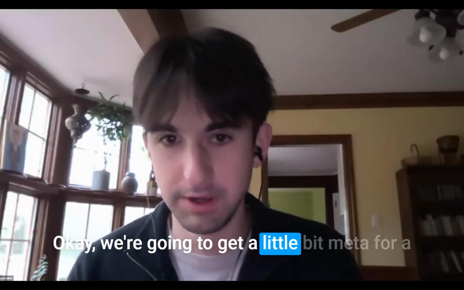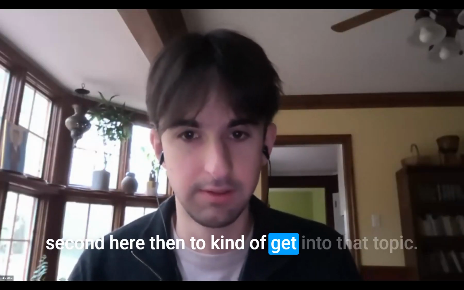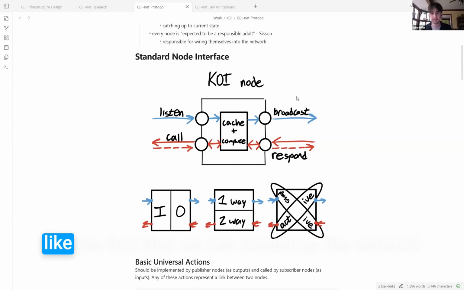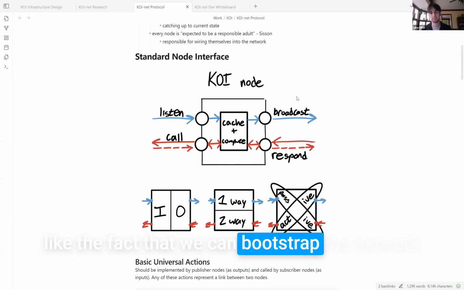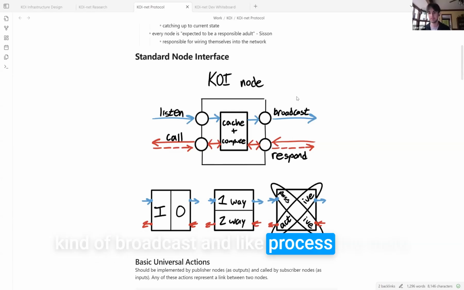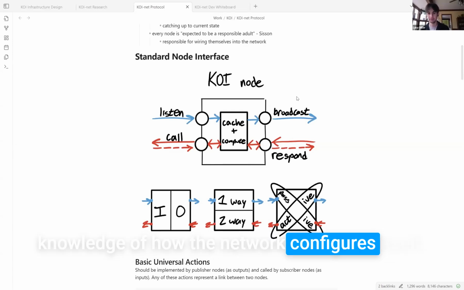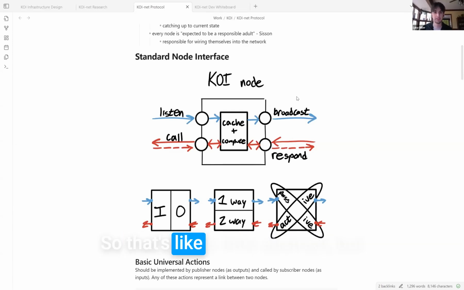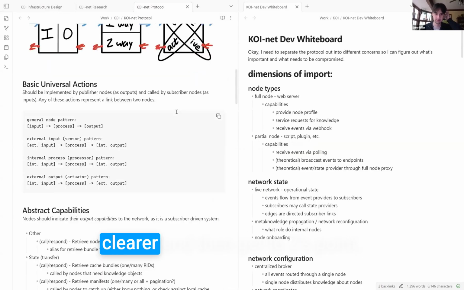We're going to get a little bit meta for a second here to get into that topic. One of the things I'm most excited about with this system is that we can bootstrap the network configuration using knowledge objects and all this knowledge infrastructure to broadcast and process the meta knowledge of how the network configures itself. That's a little abstract, but I'll try to make it clearer and then get to Z's point.